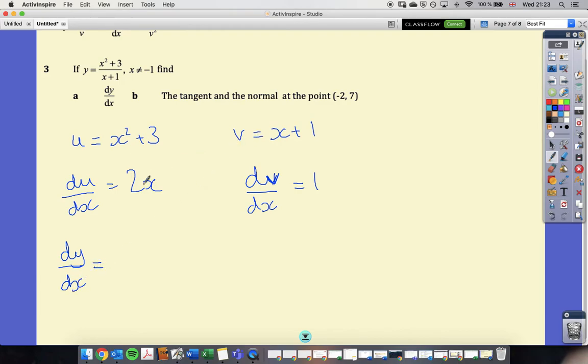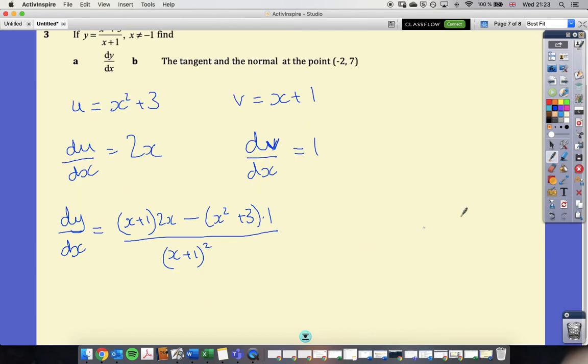So v du by dx, x plus 1 times 2x. You may feel comfortable just putting the 2x straight at the beginning, minus u dv by dx. Okay, timesing by 1. And that's all over v squared. Okay, I have found the derivative of this already.